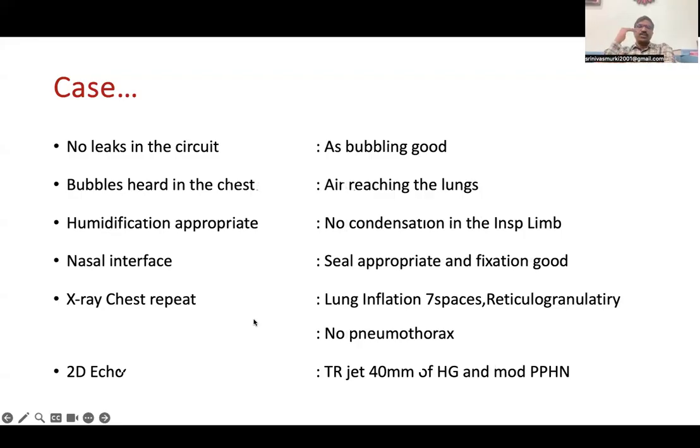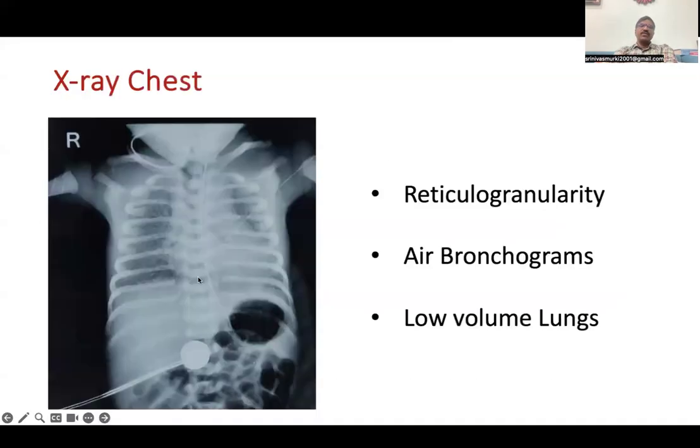He is already on a pressure of 7 with FiO2 60%. Still retractions are there, still hypoxia is there. Circuit pressure is all right, bubbles are seen, circuit pressure is reaching the lungs, bubbles are heard, humidification is appropriate. X-ray is showing a typical RDS pattern: there is reticulogranularity, air bronchogram and low volume lungs. So obviously now you will give surfactant by the INSURE technique.